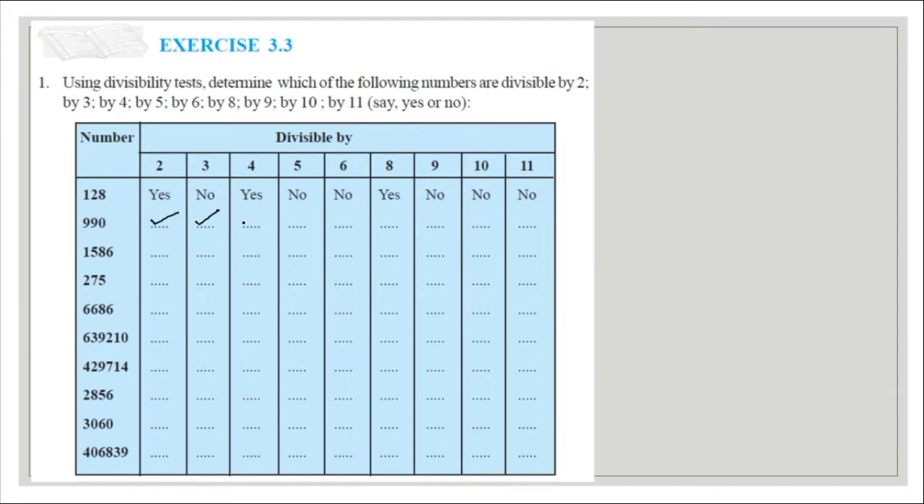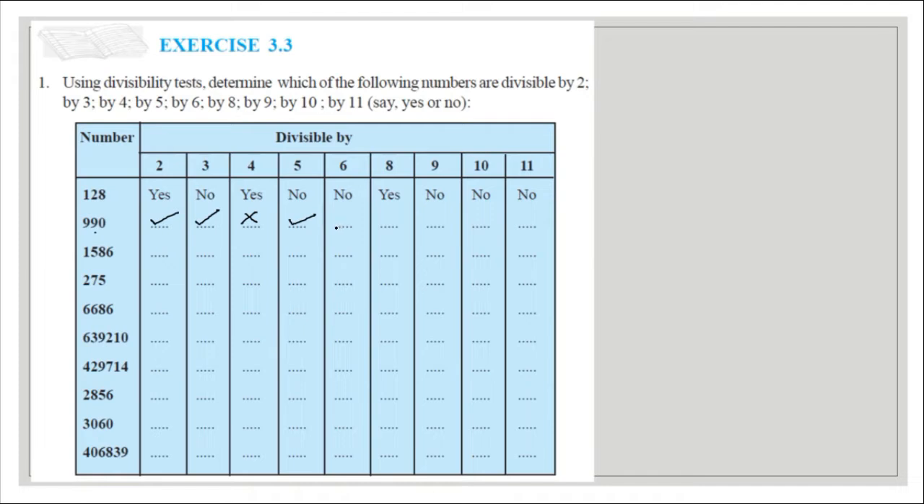990, is it divisible by 4? To check that, I have to take out the last two digits, 90. If 90 is divisible by 4, then the given number is divisible by 4. 90 is not divisible by 4, therefore 990 is also not divisible by 4. We have learned that if a number ends with 0, then it is divisible by 5. So 990 is divisible by 5.